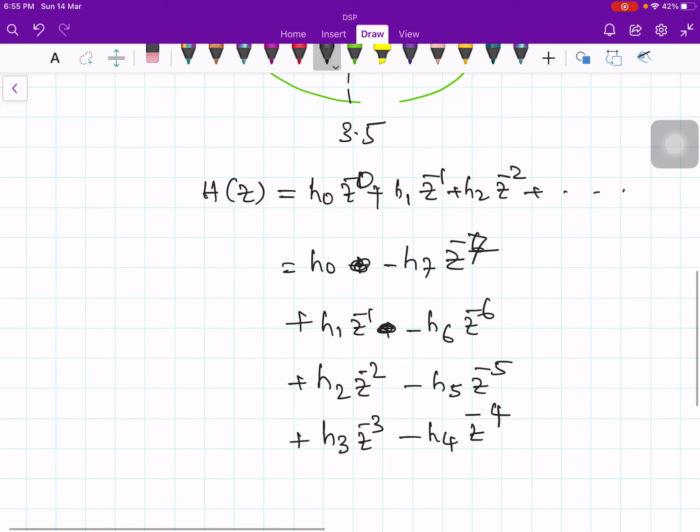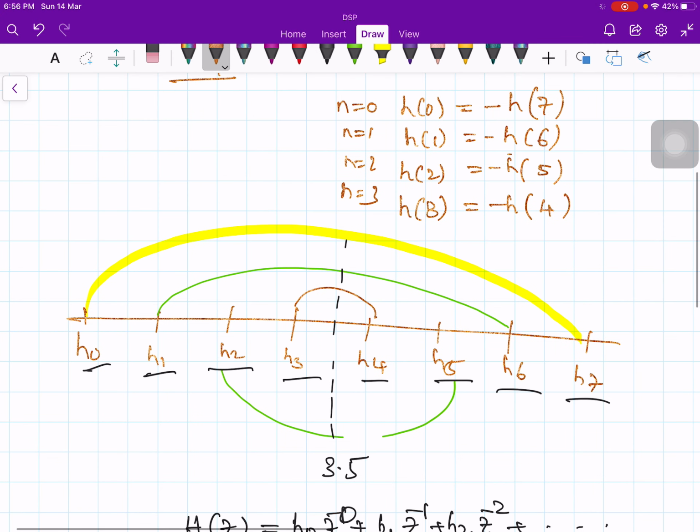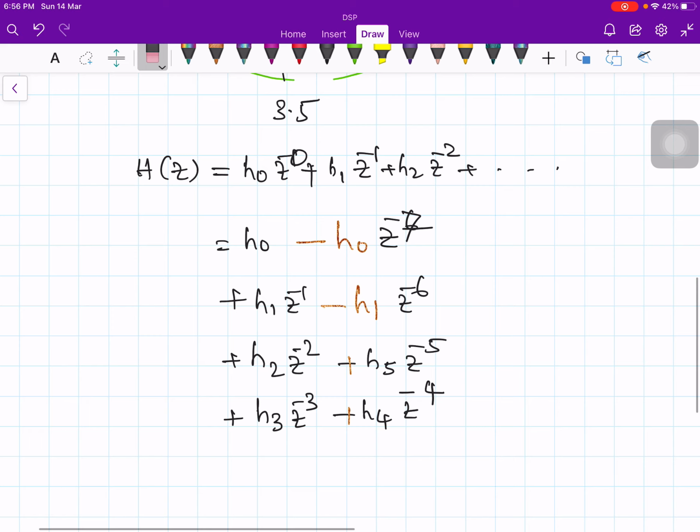Right? Now you can do the same technique that we did in the type 3 filter. Why did I put minus here? I'm sorry, this is all plus only. Now h7 is equal to minus h0. That's the thing here. Therefore this is minus h0. And then h6 is the same as minus h1, and then h5 is the same as minus h2, and then h4 is the same as minus h3.